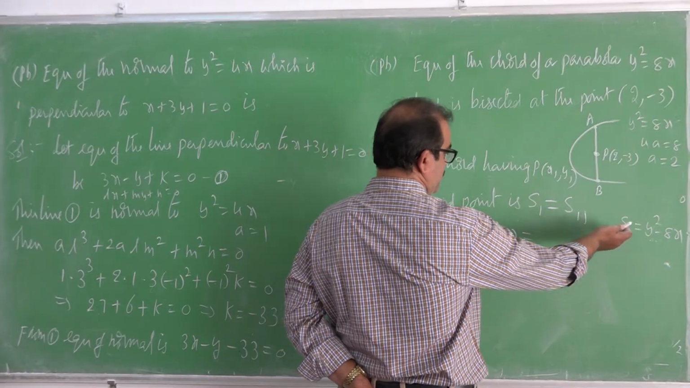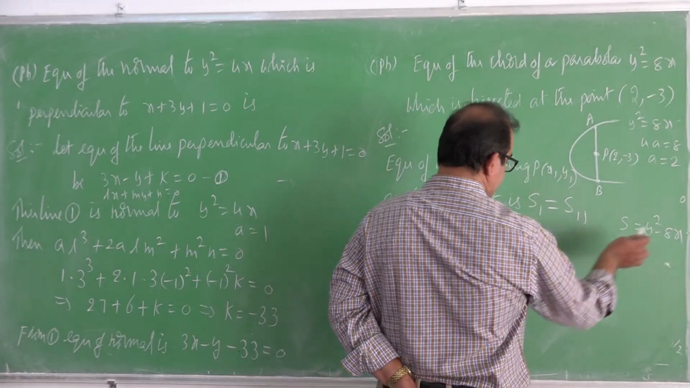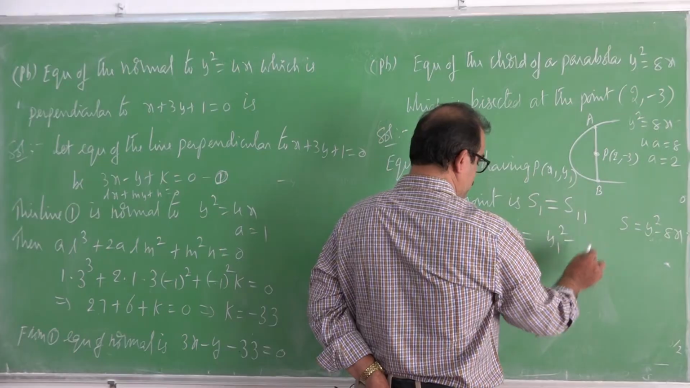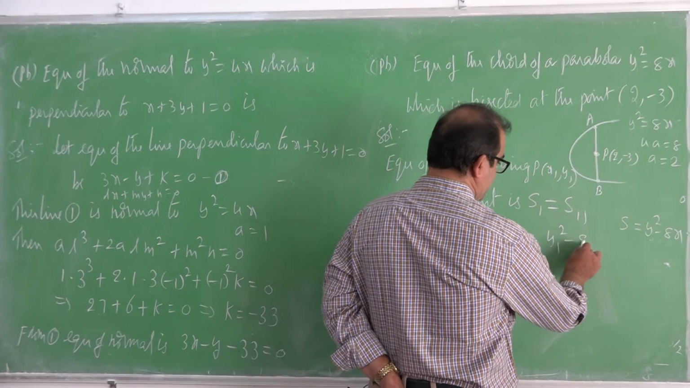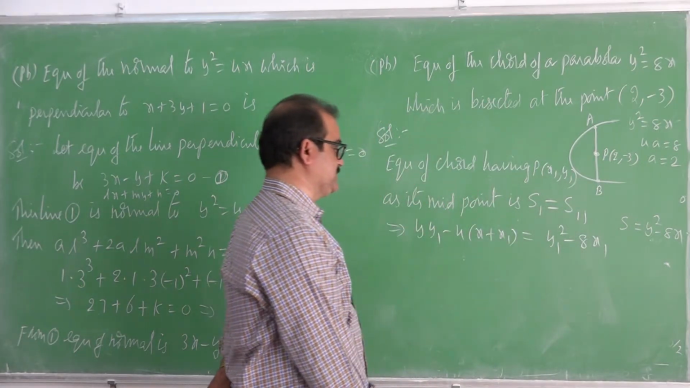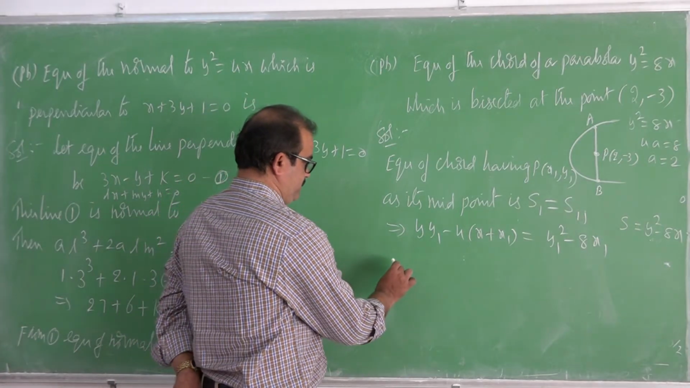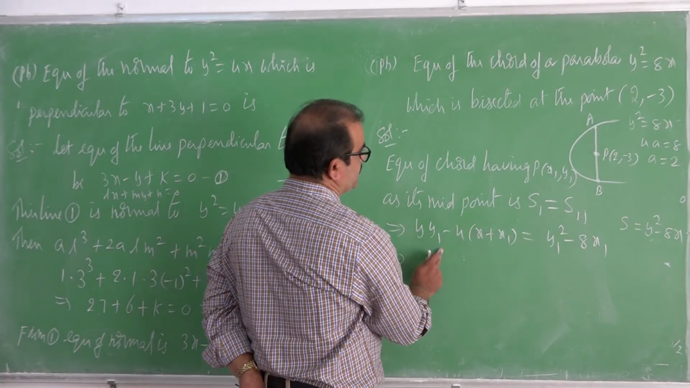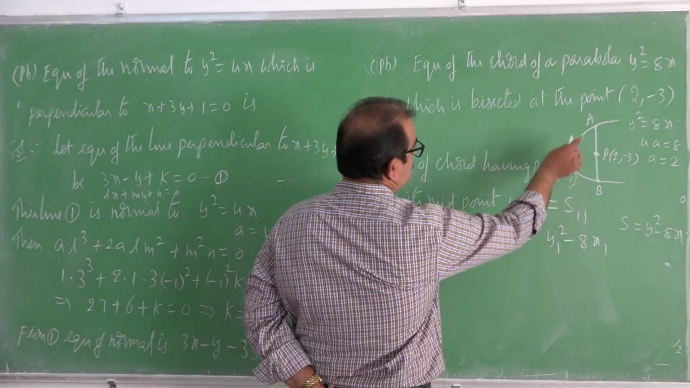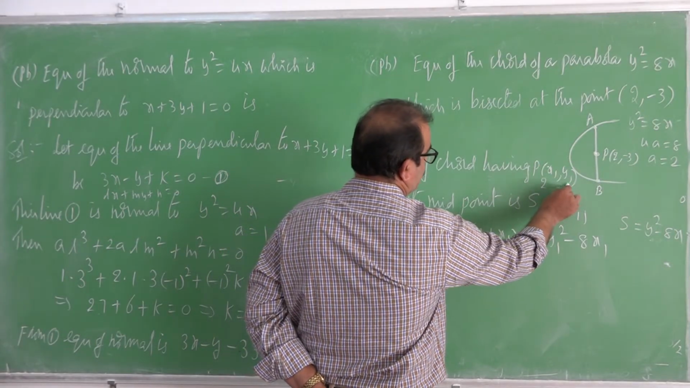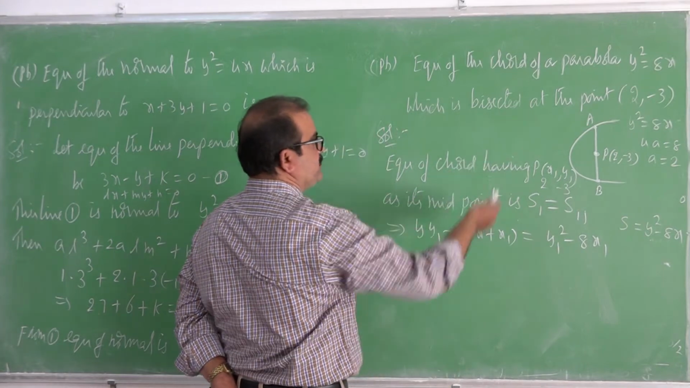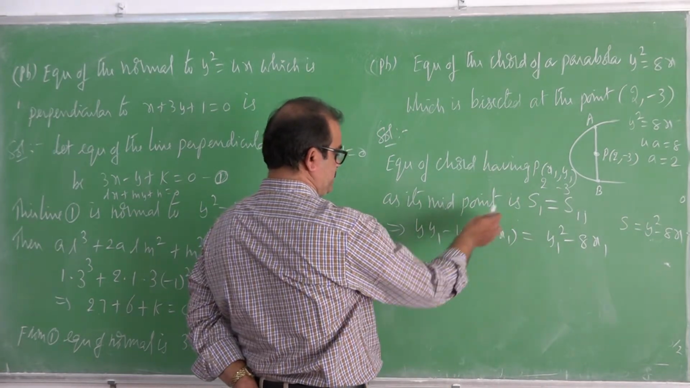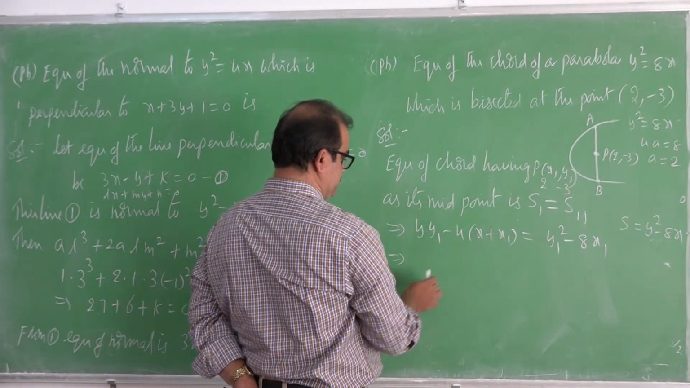What is S11? Substitute x1, y1 directly in this equation. We get y1 square minus 8x1. But what is x1, y1 here? x1 is 2, y1 is minus 3, the given point. Substitute x1, y1 in this equation.